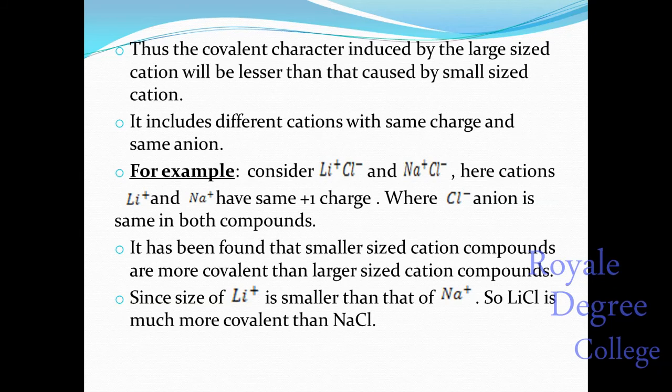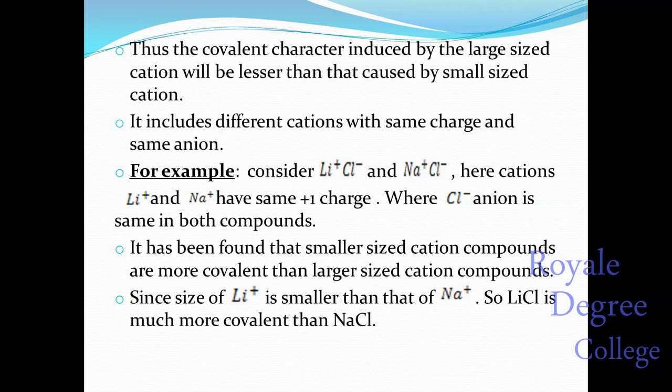Thus, the covalent character induced by the large size cation will be lesser than that caused by small sized cation. It includes different cations with same charge and same anion. For example, consider Li plus Cl minus and Na plus Cl minus. Here, cations Li plus and Na plus have same +1 charge, where Cl minus anion is same in both the compounds. It has been found that smaller sized cation compounds are more covalent than larger sized cation compounds.